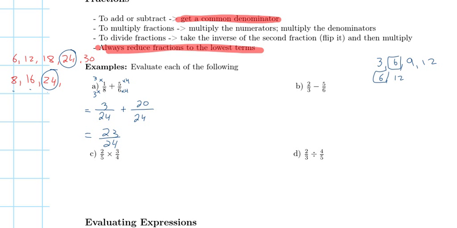What do I multiply 3 by to give me 6? 2. I have to do the same thing for the numerator. Do I have to multiply 6 by anything? No, it's already 6, right? So I leave that the same. So that's going to be 4 over 6 minus 5 over 6. So that gives me negative 1 over 6.